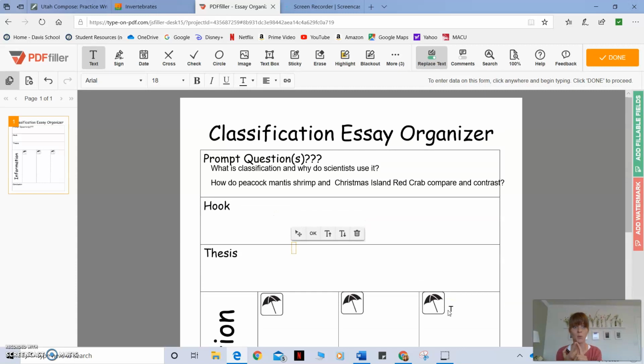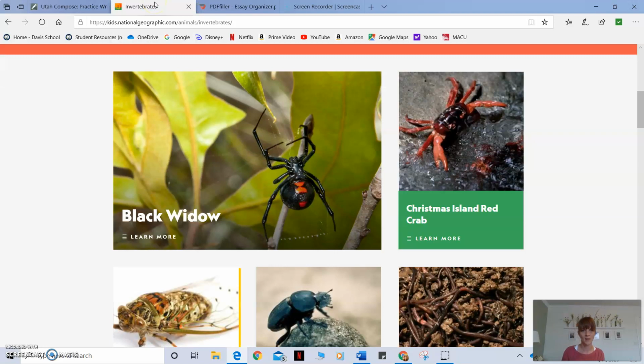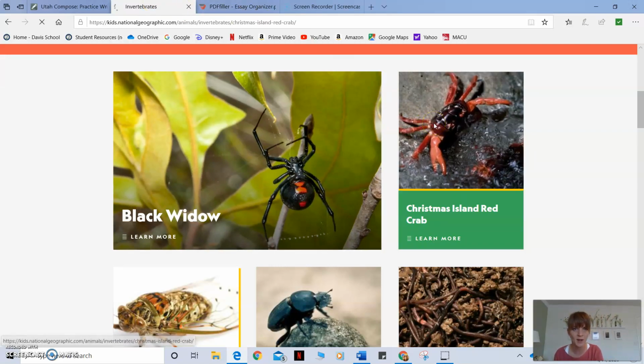All right, step 1 is done, guys. We have created a graphic organizer. Step 2 is done. We have analyzed the prompt. We know exactly what we're doing, and we're not going to miss any of the things that we need to take care of. Step 3, time to do some research. Okay, the prompt told me to use National Geographic and Wikipedia. So I'm going to start there. I'm going to go back to this National Geographic right here. And I think I'm going to start with my Christmas Island red crab right there.